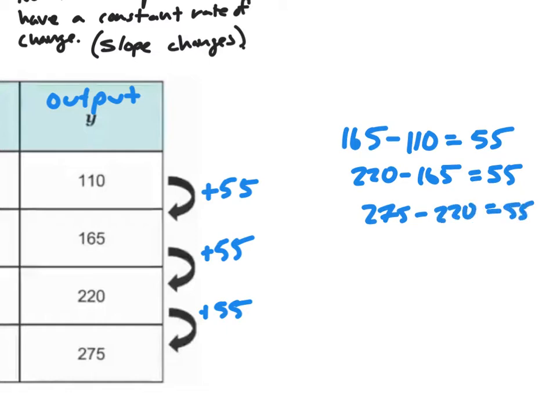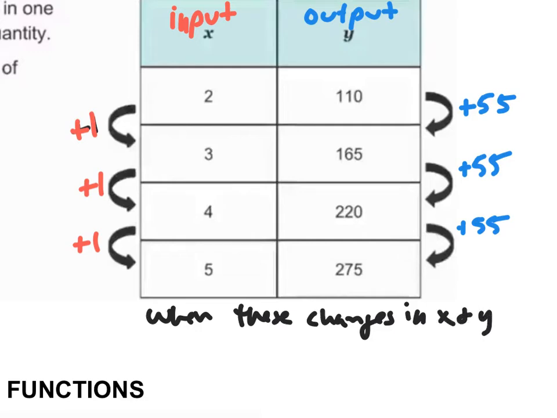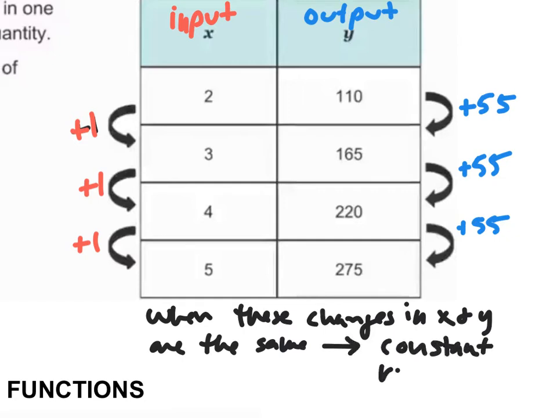What I realize is because these are the same, when the changes in x and y are the same, that leads us to a constant rate of change. The change is constant. So these numbers change by a constant number, so they're not changing.